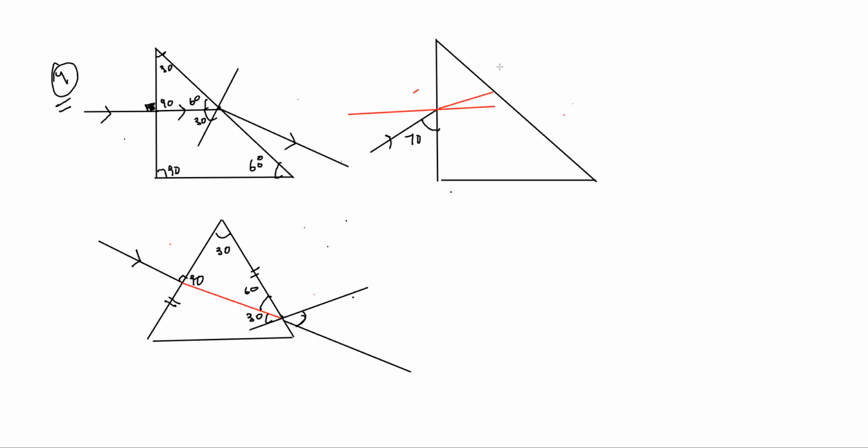And again draw the normal here, and take the light out of it. This is the angle of incidence and this is the angle of emergence. This is the normal and this is also a normal. All right. Is that clear to you all?